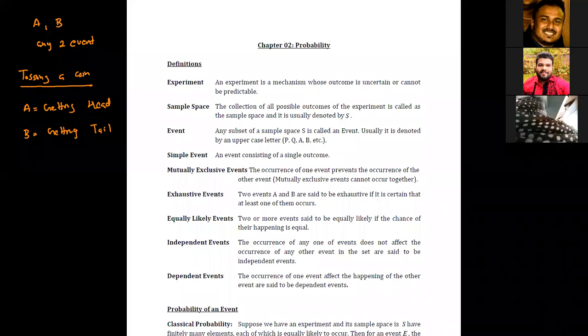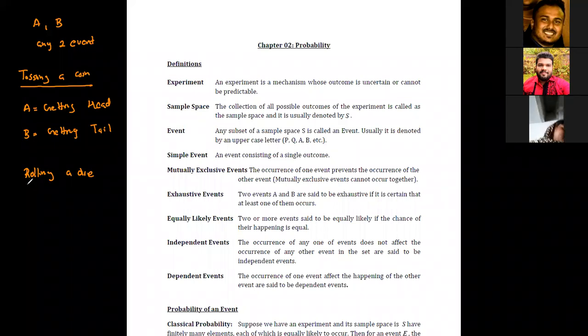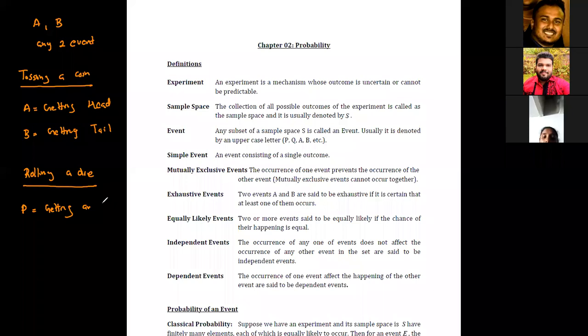If I consider another example on this, the next experiment I am taking here is rolling a die. If I am considering an experiment of rolling a die, what we can consider here is two events: one event is named as P, getting an odd number.